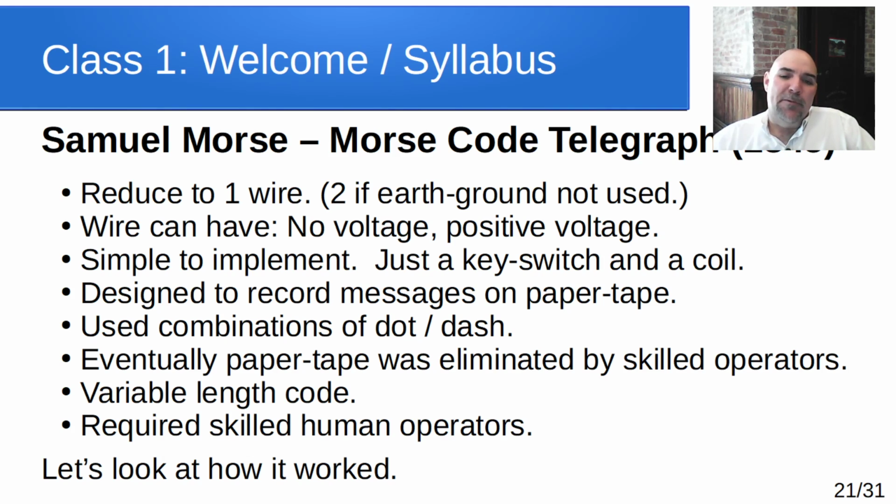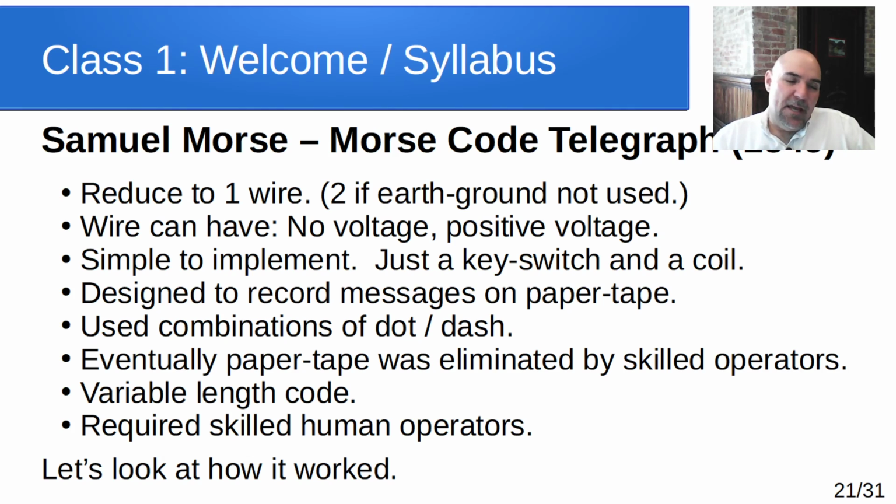Now, eventually the paper tape was eliminated because skilled operators could just listen to the sound of the clicking. Click, click, click, click, click, click. They could tell if it was long or short by listening to it. And so a lot of the older or more recent telegraphs, you could have sound operators sitting there listening and writing down the message as it came in rather than it going onto a paper tape and then having somebody analyze and look it up.